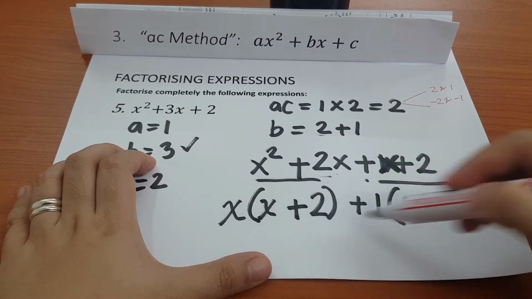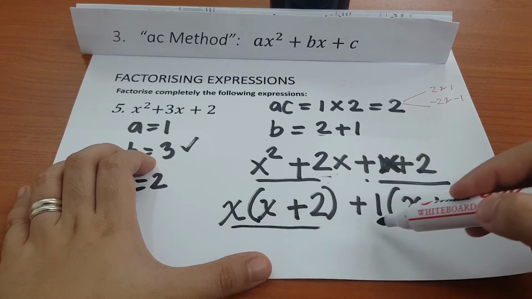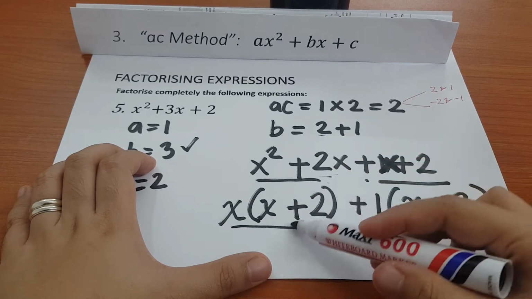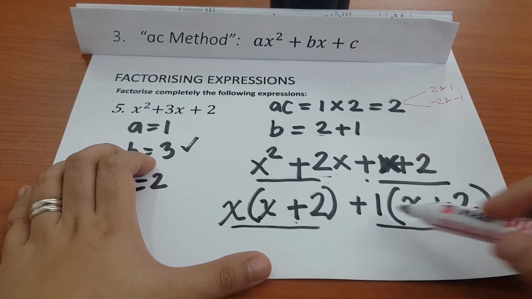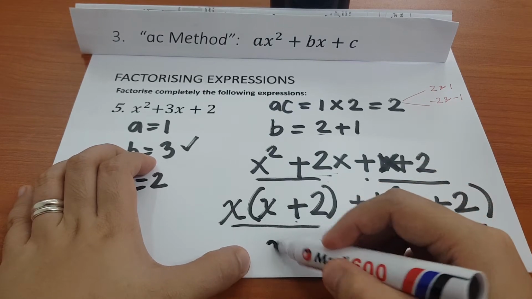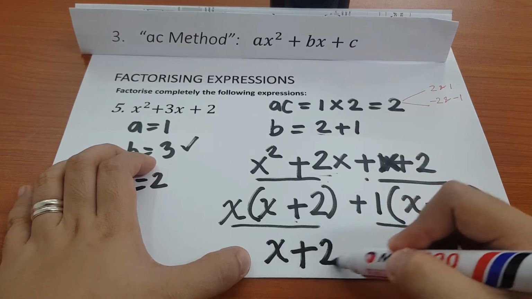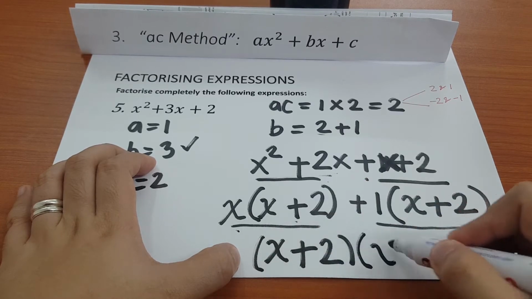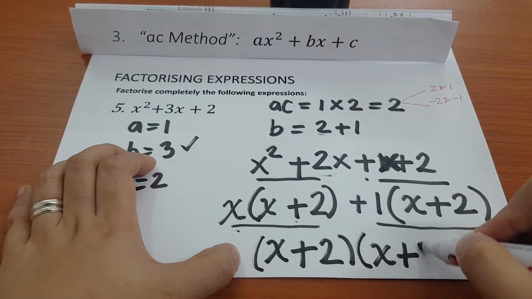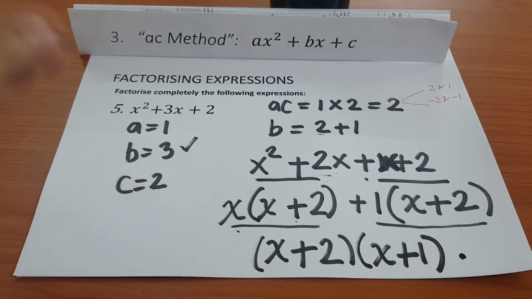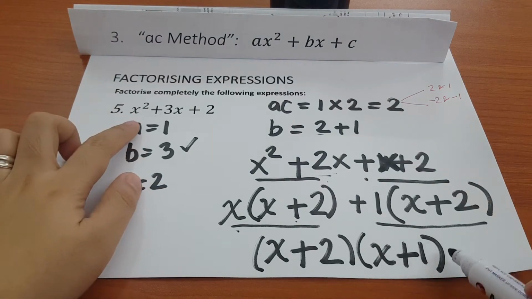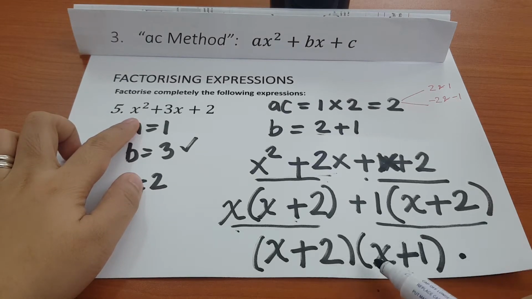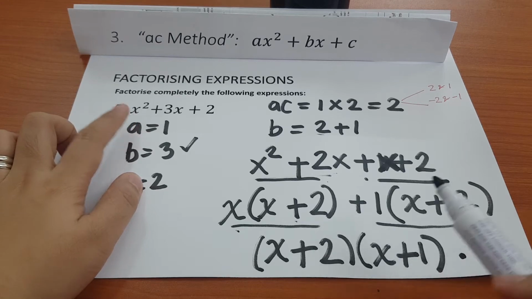Now for these two parts here, you'll take the common, and you observe that the common for these two parts is x plus 2. You will take that x plus 2 out, the remaining here is x, plus the remaining here is 1. Therefore, you have completed the given. So the factor of x squared plus 3x plus 2 is x plus 2 times x plus 1.